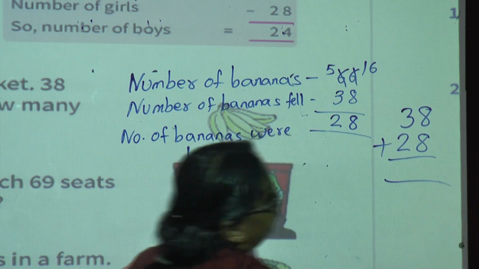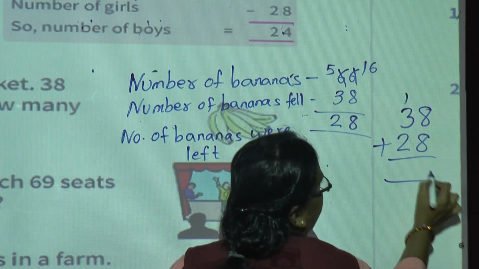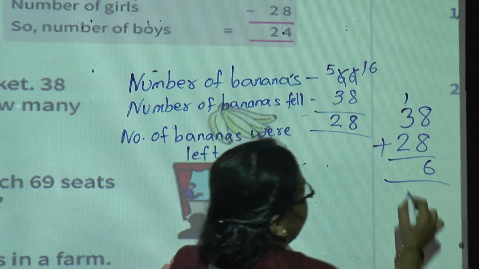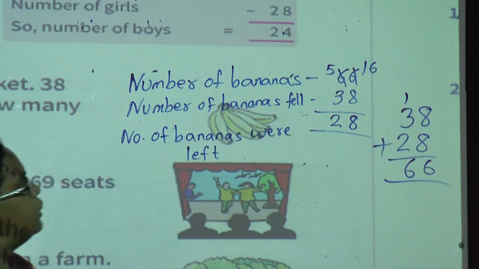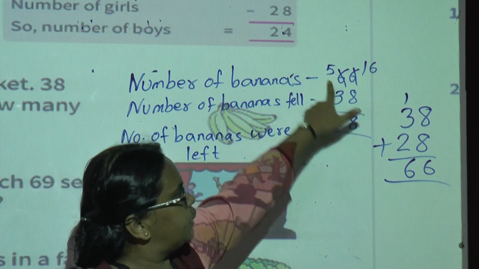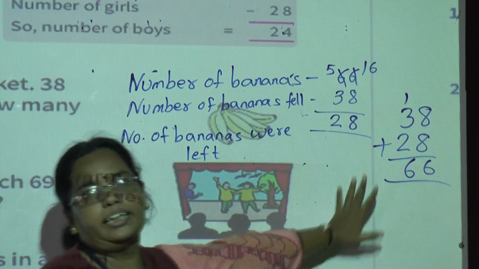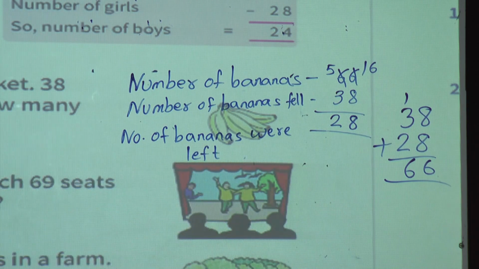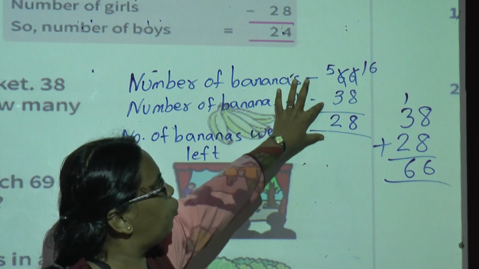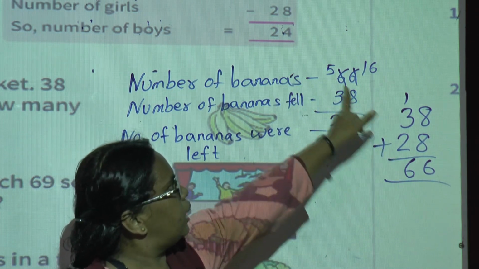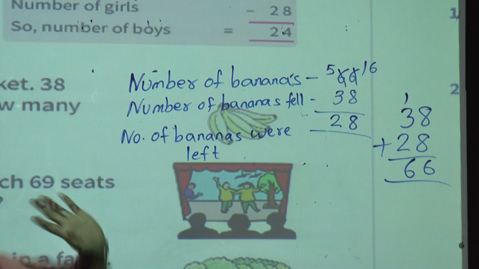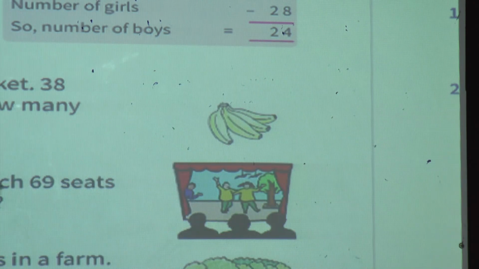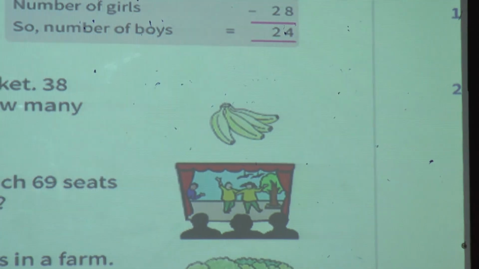How much is this? 8 plus 8 is 16. Okay. Then 3 plus 2, 5 plus 1 is 6. Your answer is correct. Here 66 is there. In this way you can check your answer by yourself whether it is correct or not. Do the addition of these two, and whatever answer is there, your answer will be the same. So you will not be confused. Okay, in this way you can solve the remaining exercise.